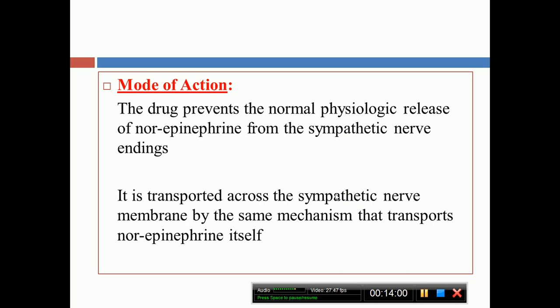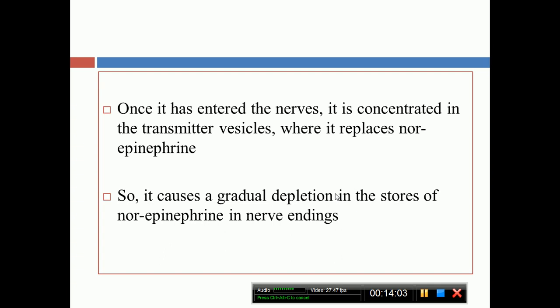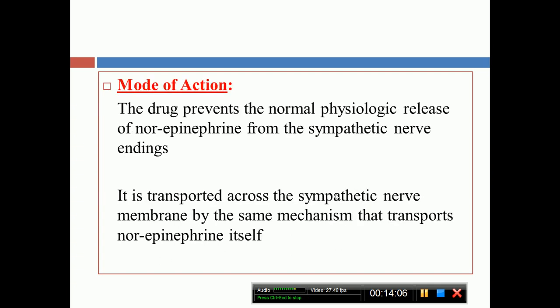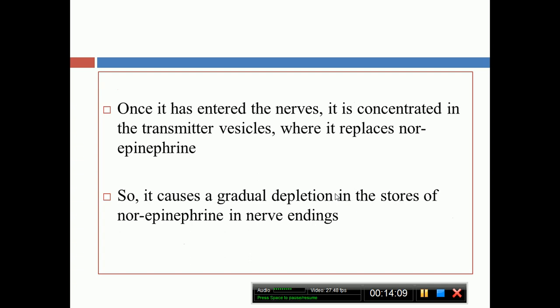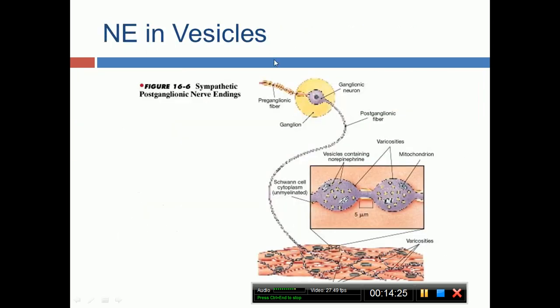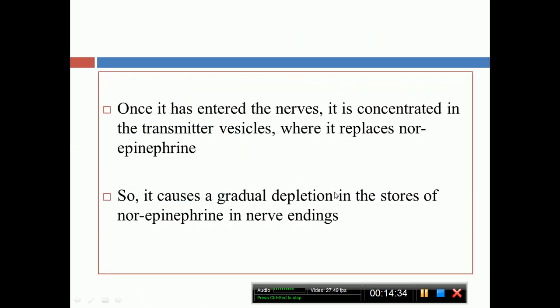How is it transported? It is transported across the sympathetic nerve membrane by the same mechanism by which norepinephrine itself is transported. Once inside the nerves, it is concentrated in the transmitter vesicles where it replaces norepinephrine. So these vesicles will be replaced by guanethidine, and no norepinephrine would be there. So it causes a gradual depletion in the stores of norepinephrine in the nerve endings.